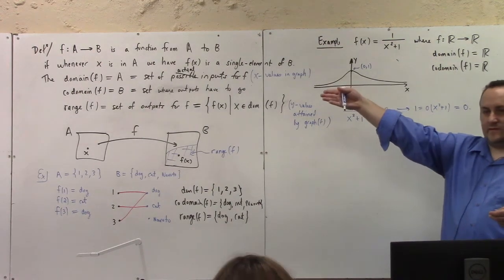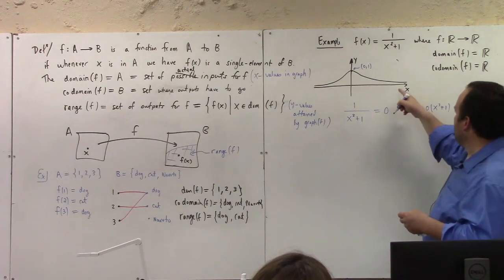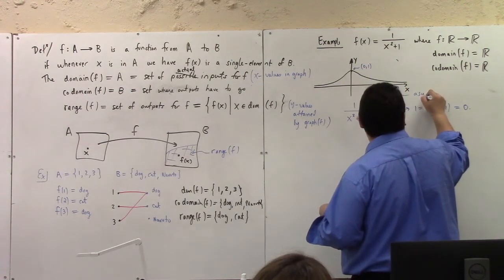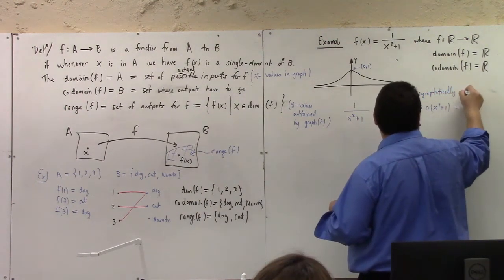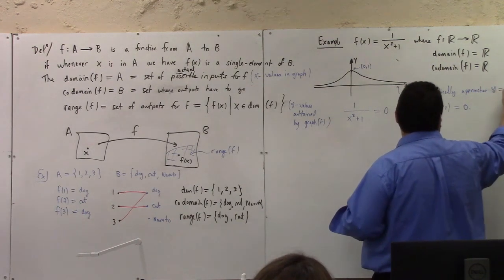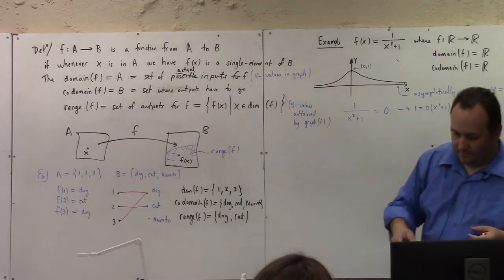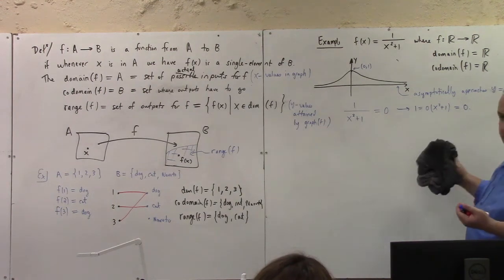Now, we already saw that with Desmos, right? These are asymptotes, okay? It asymptotically approaches y equals 0. So what's the range? Can you guys tell me?